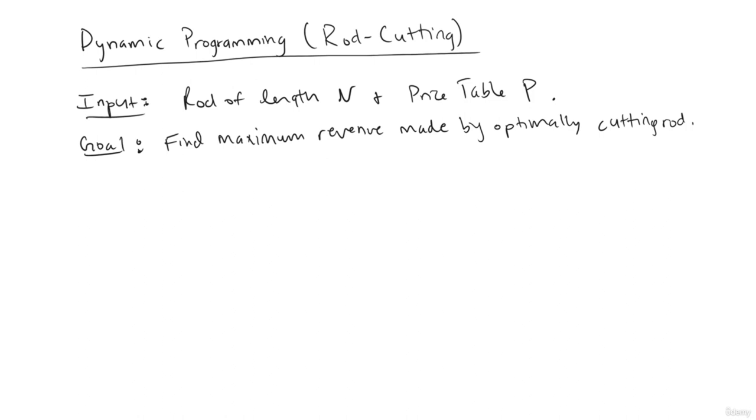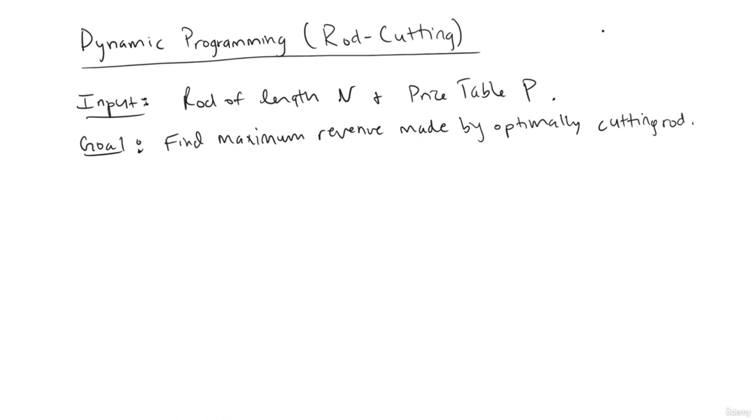And so dynamic programming is mainly used in optimization problems. We're trying to find the optimal revenue that we can get from cutting a rod in this case. And also it's used for solving problems where an optimal solution to the problem depends on the optimal solution to smaller subproblems. And those subproblems tend to overlap. And I'm going to show you what it means for it to overlap in just a second.